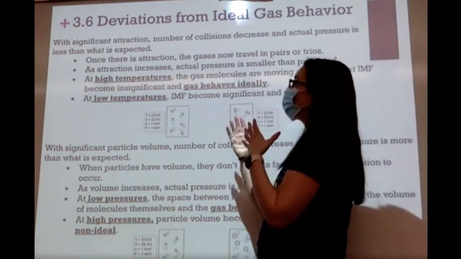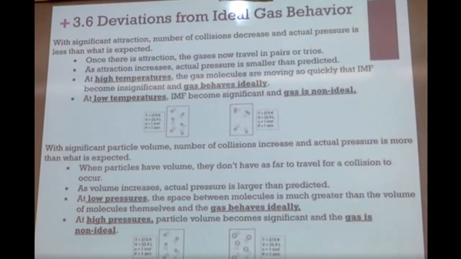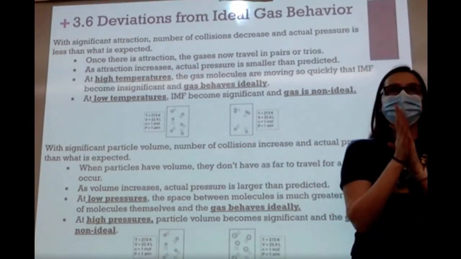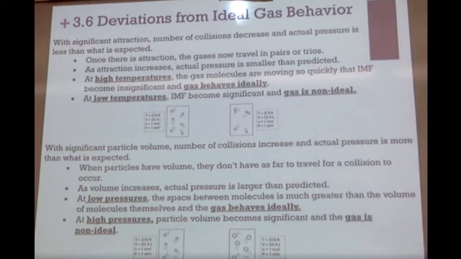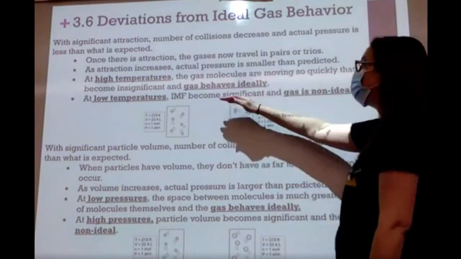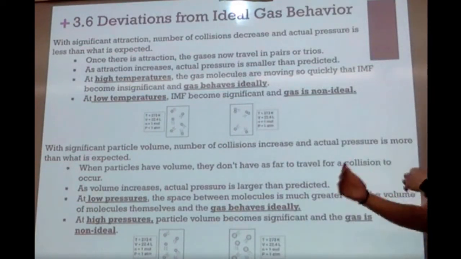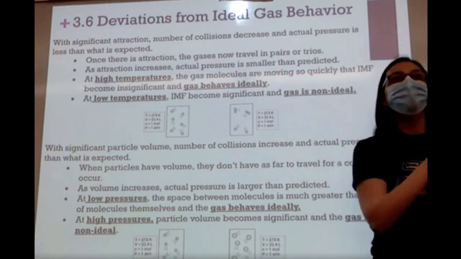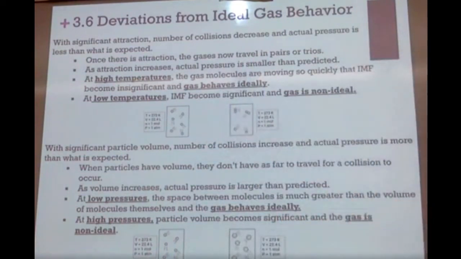When gas molecules or particles travel at high temperatures, they are moving so quickly that they can't stay attracted to each other. They're moving so quickly that they're bouncing off of each other and they're behaving ideally. So at high temperatures, we would have ideal gases. At lower temperatures, they're moving more slowly and they're actually staying attracted to each other as they move around in the container. So at low temperatures, gas is real or non-ideal.